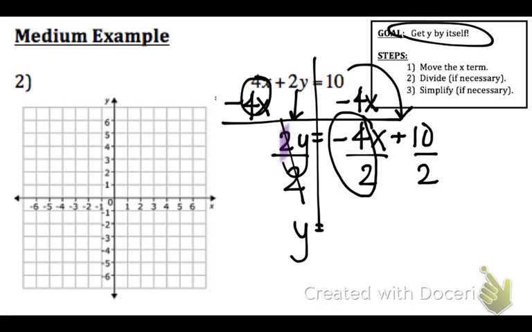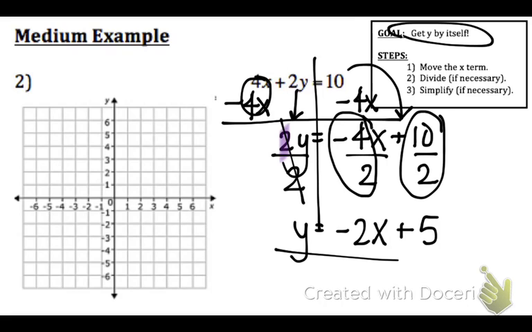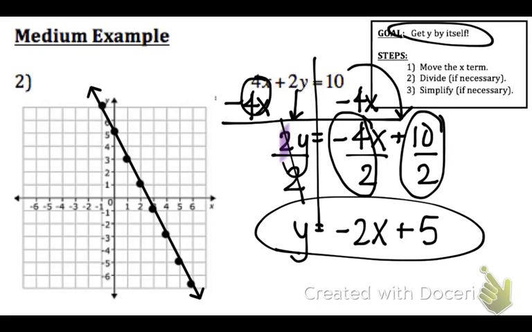Negative 4 divided by 2 is negative 2x. 10 divided by 2 is 5. So now I know how to graph that, and that's what I'm going to do now. Please pause this video, get caught up, and graph that equation before checking your answer. This is the graph that you should have gotten when you graphed y equals negative 2x plus 5. Make any adjustments now before continuing on to examples 3 and 4.